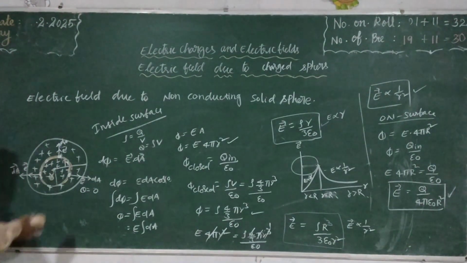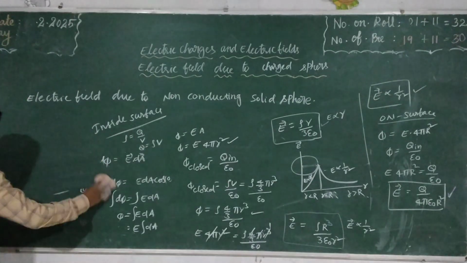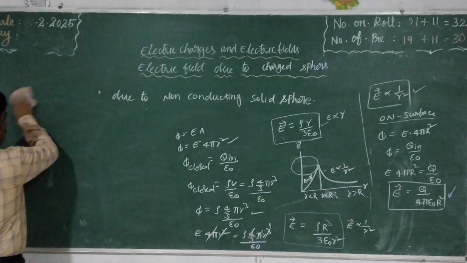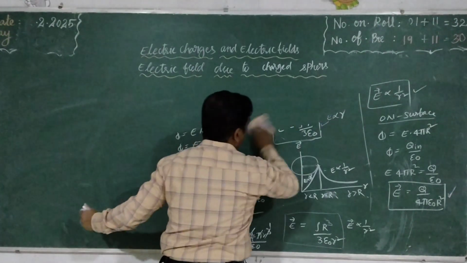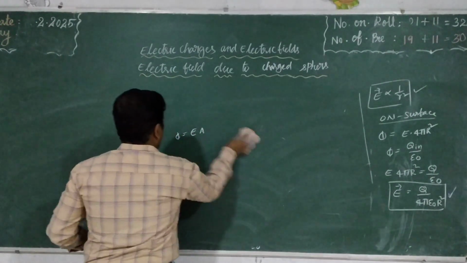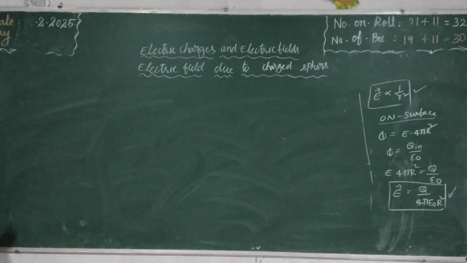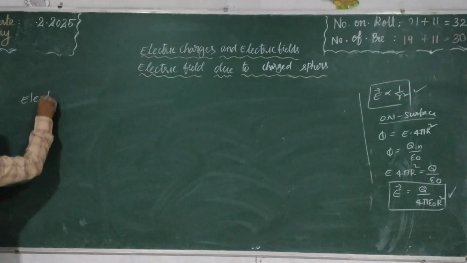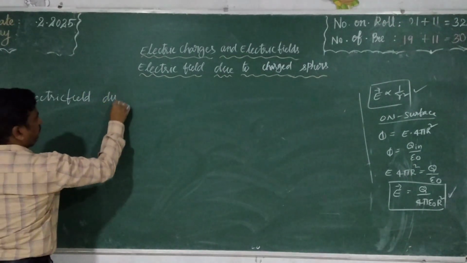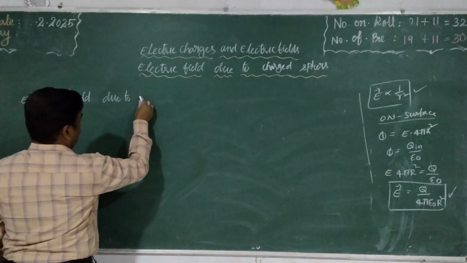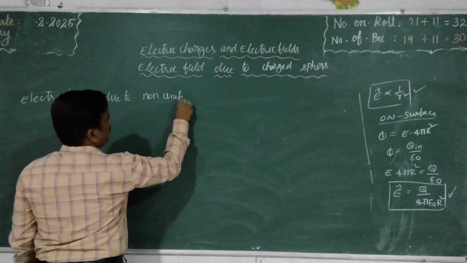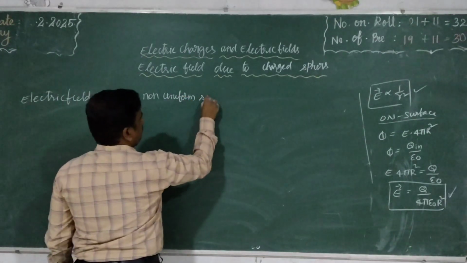Next we discuss the non-uniform solid sphere. This is the last one: the electric field due to a non-uniform solid sphere.